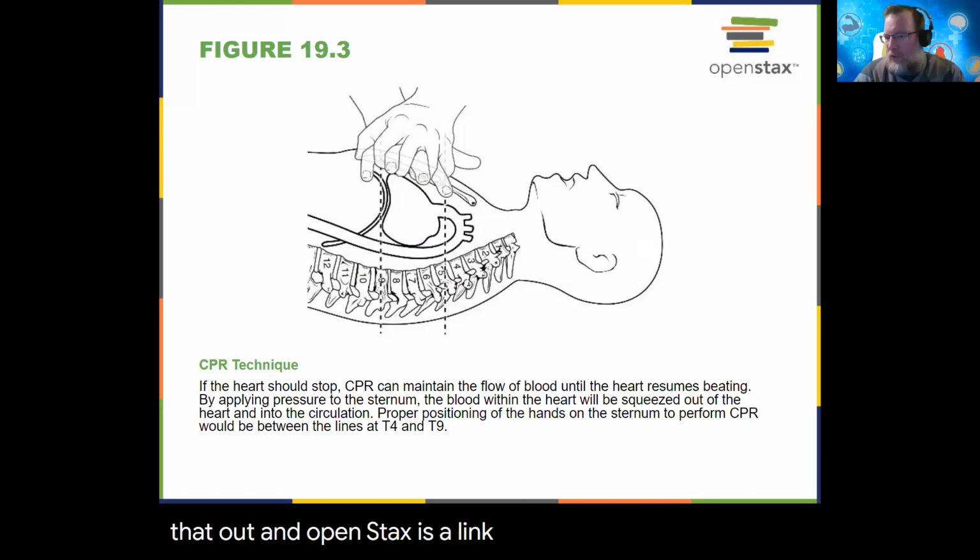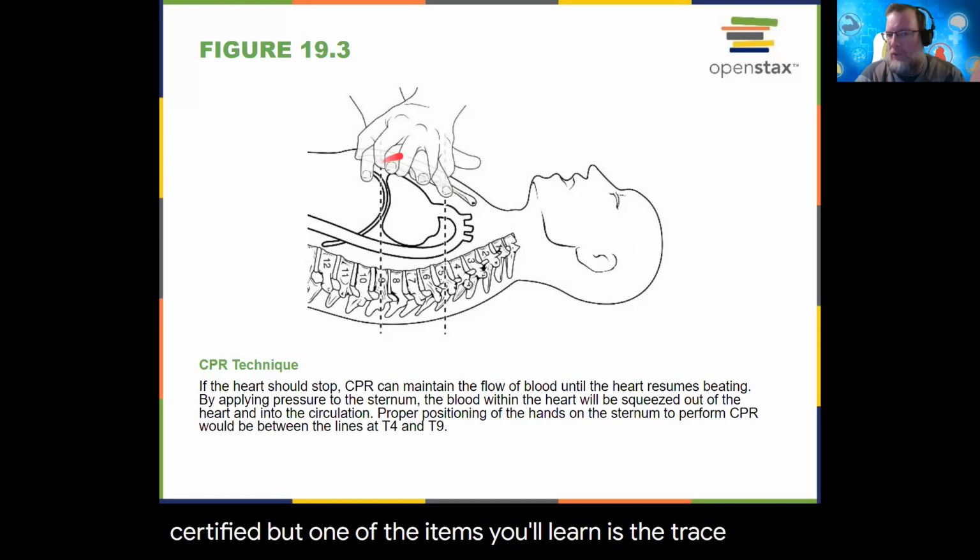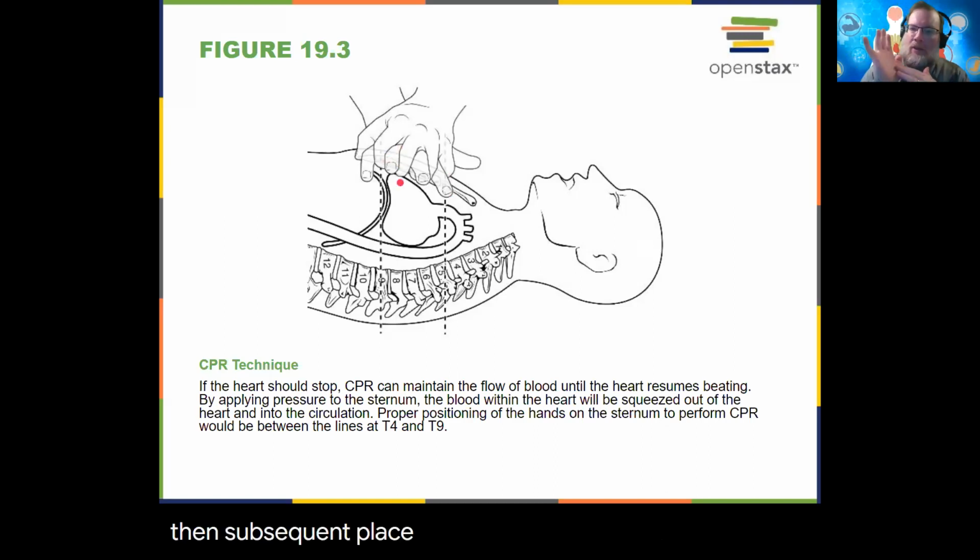There's a link in there too that takes you out to the American Red Cross, I believe it is. There are multiple avenues of becoming first aid and CPR certified. But one of the items you'll learn is the tracing and then subsequent placing of the base of the hand, or the palm area, over the sternum, and making sure that we're doing our compressions in the proper location.